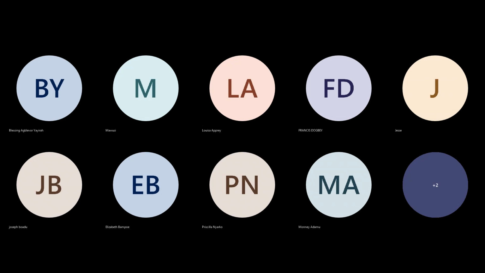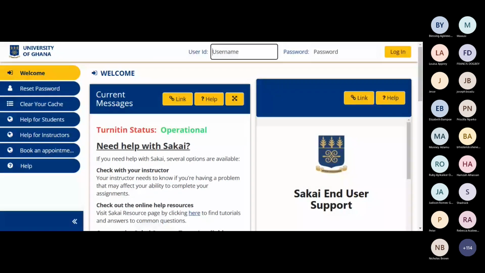Now, if you go to the University of Ghana website, www.ug.edu.gh, and find the Sakai LMS and select that. You see, Sakai LMS will be under the featured links at the UG website. If you select that, it will bring you to this interface you see on my screen now.